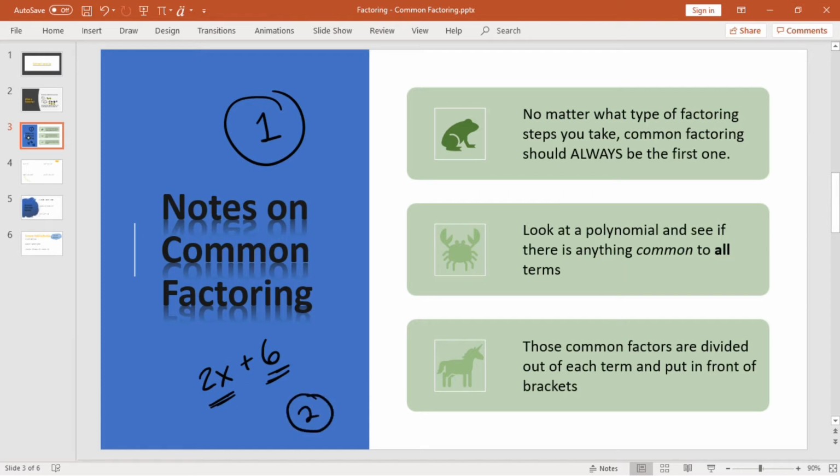What we're going to do with those common factors is some division to divide them out of all the terms, and then we put them in front of our math sentence, and we add some brackets to protect what's left from them. So let's try a few.